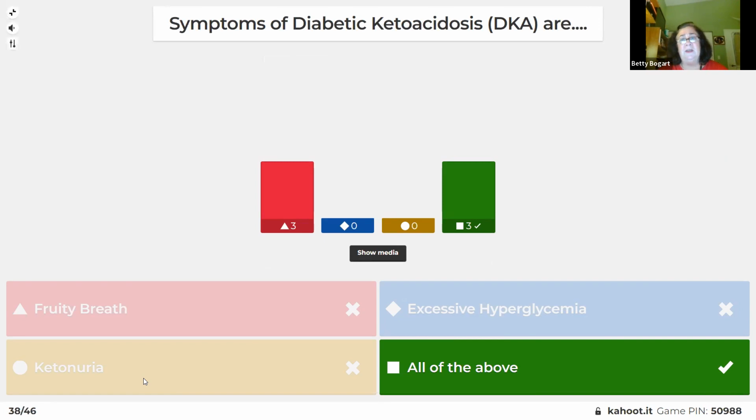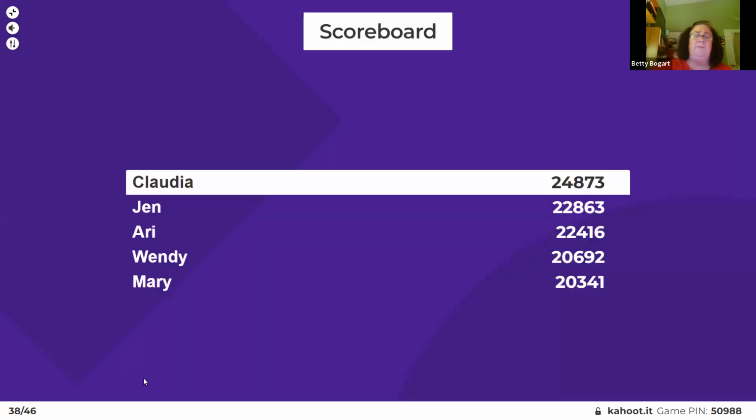Of course, there's high blood sugar because they can't digest it, and because they are eating the proteins. The byproduct of protein digestion is ketones, so you see ketonuria. So it's all the above. Those are the basic concepts of DKA you need to know.